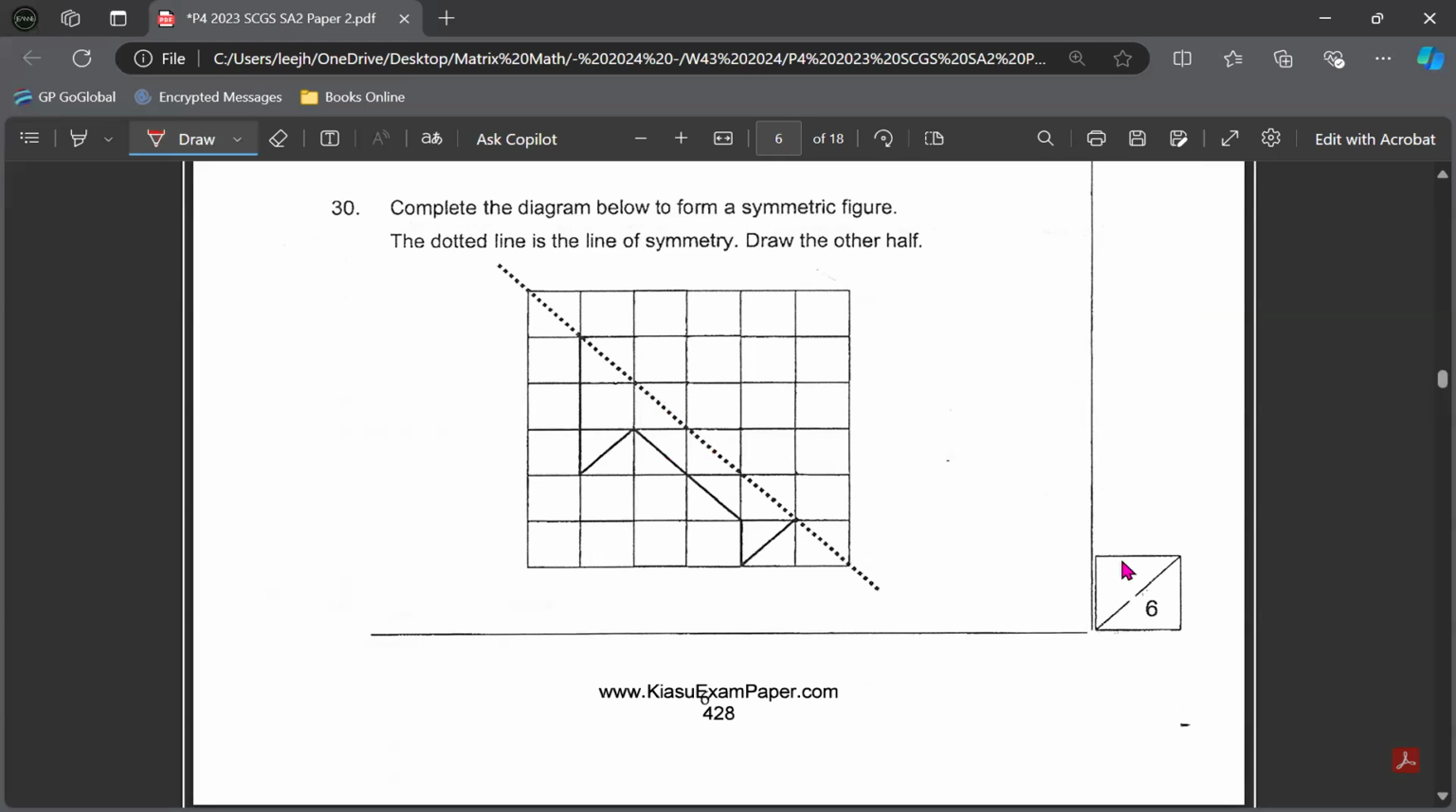Question 30. Complete the diagram below to form a symmetric figure. The dotted line is the line of symmetry, draw the other half. Okay, this one please use a ruler. So for me, I try to draw as neat as I can. So this one is 3 lines down, right? So you have to draw up to here. Actually, I will just make the points first. Easier to draw. Then I join the points together. Here is this one. So this goes down to here. This goes down to here and then ends here. So what I'm going to do is just join. Try to draw neatly. I join freehand, so you all must draw neatly. So just join. And you should get something like that. Use a ruler.